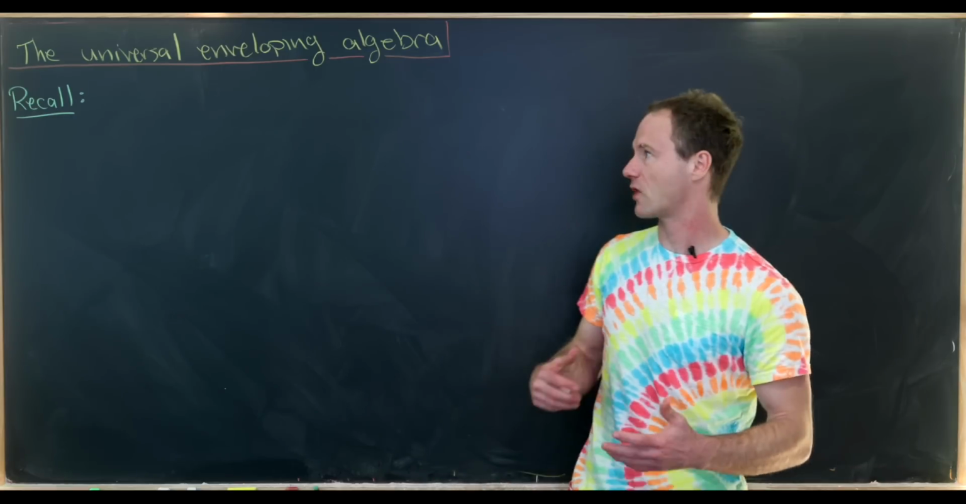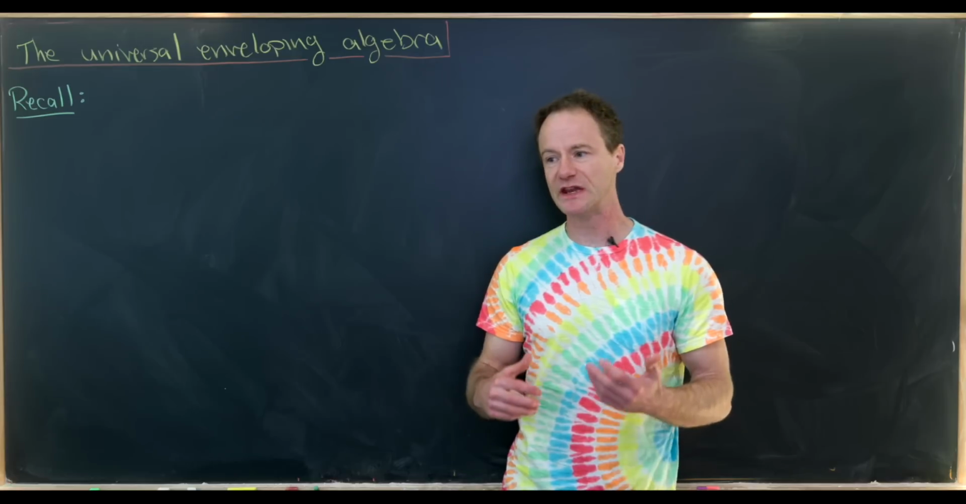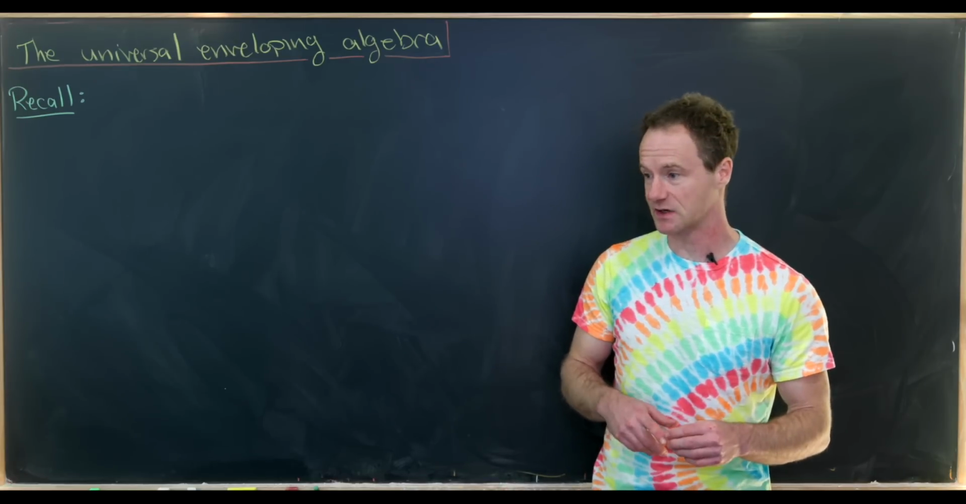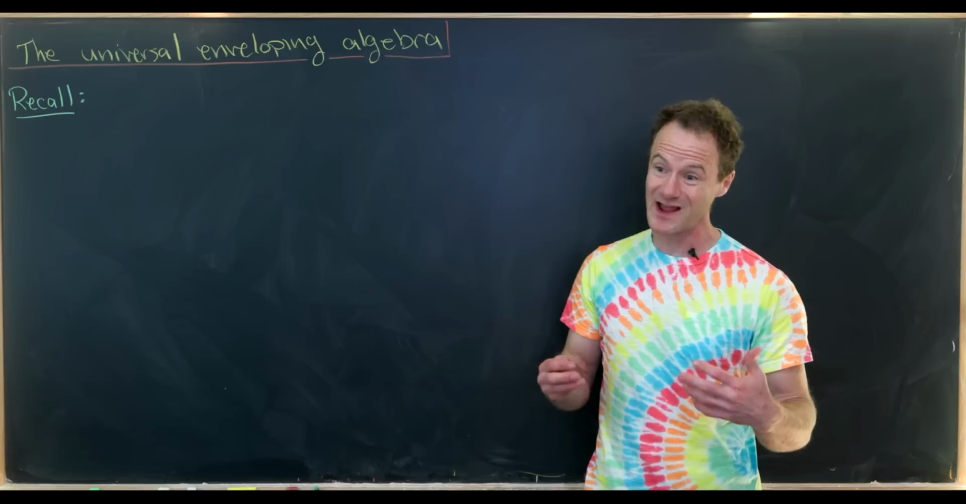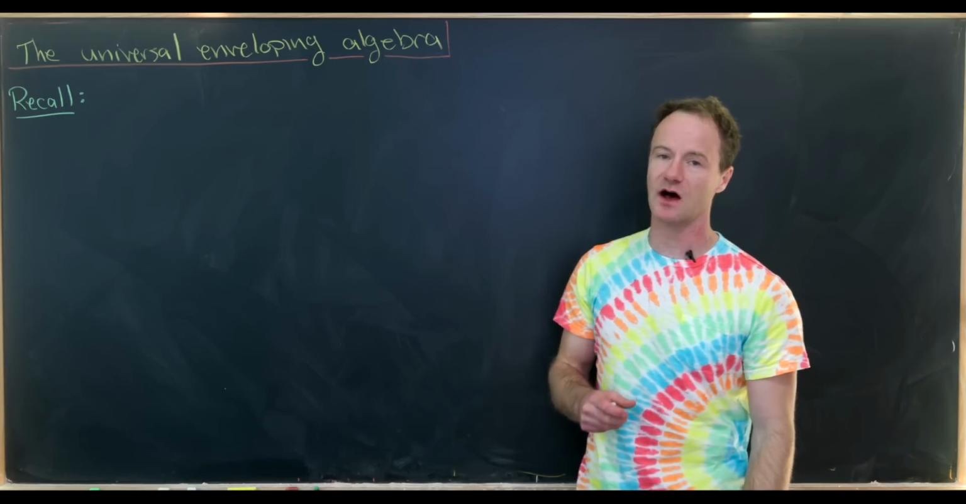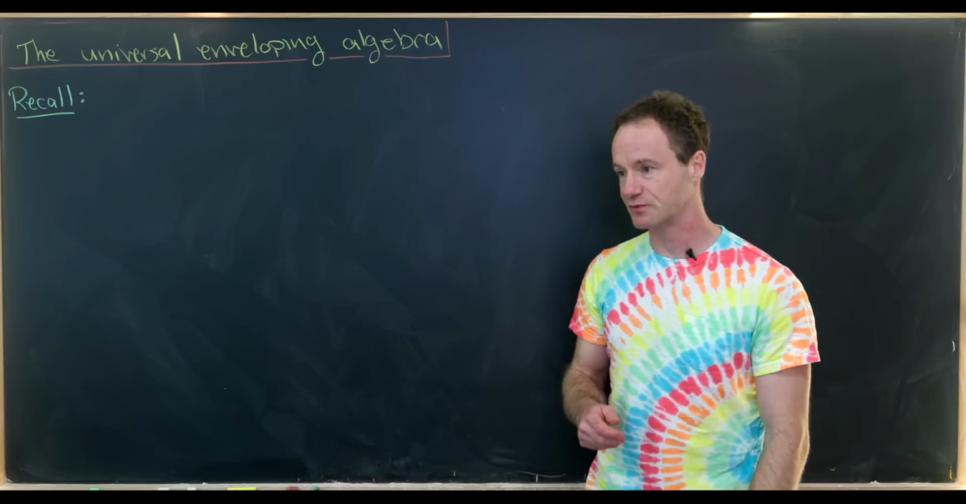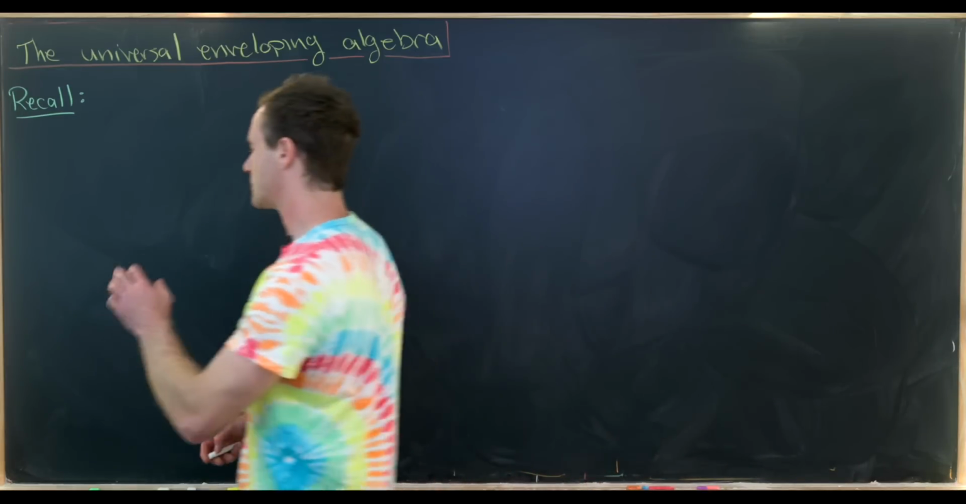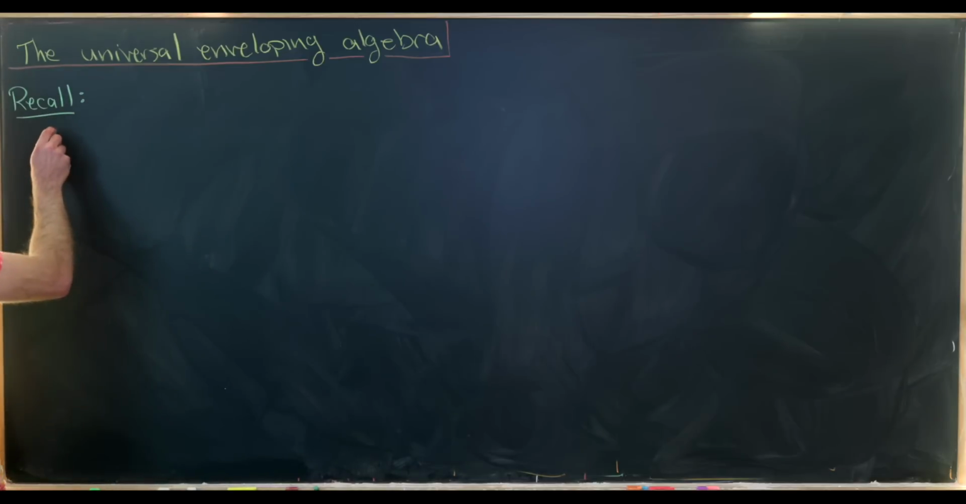Now, in order to properly explain this object, we need to recall some things that we've done in previous videos. Some of this is quite technical, but we've got what I think are really good, simple explanations of this background information in previous videos. That being said, we're going to review it a little bit. So let's recall what a Lie algebra is.